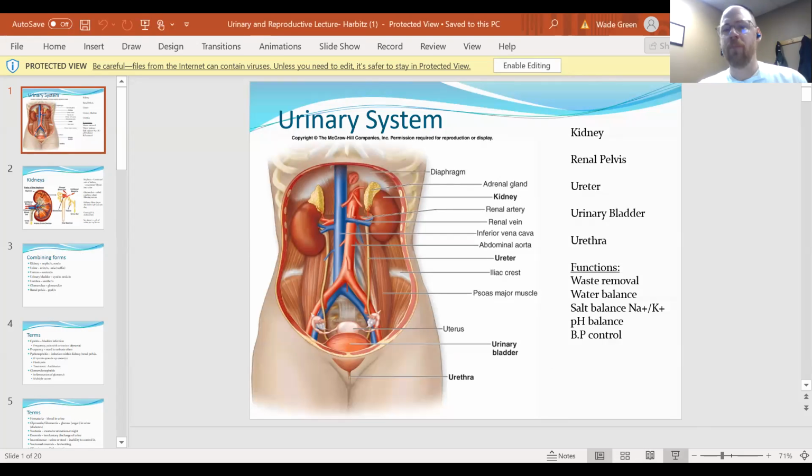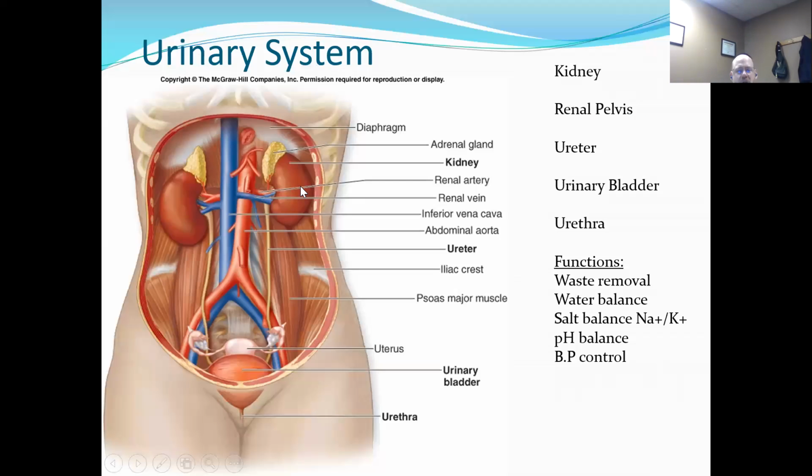So here we go. Tonight we talked about the urinary system in class, right? Obviously, if we look at the anatomy of the urinary system, we're going to see that it includes not only the kidneys, but the ureter, the urinary bladder, and then the urethra. Those are the key structures of the urinary system.